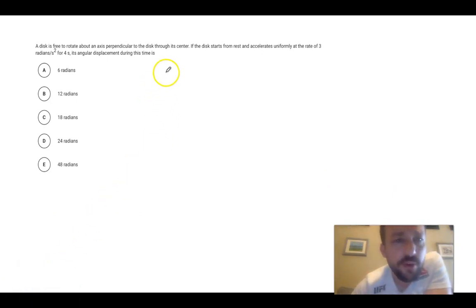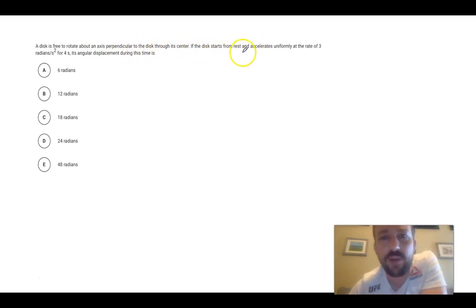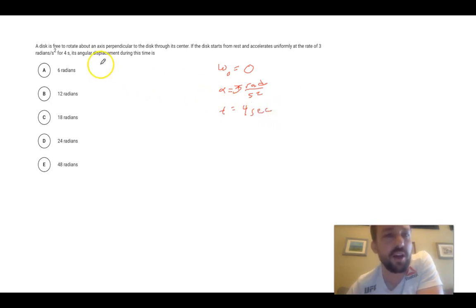Now, a disk is free to rotate about an axis perpendicular to the disk through the center. If the disk starts at rest, that means our omega naught is 0 because it's not moving, and accelerates uniformly at 3 radians per second, that's an angular acceleration, 3 radians per second squared, for a time of 4 seconds, its angular displacement. So we're looking for the angular displacement. That's what we're looking for.